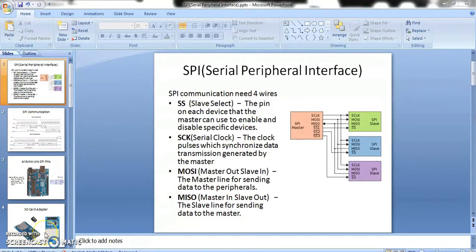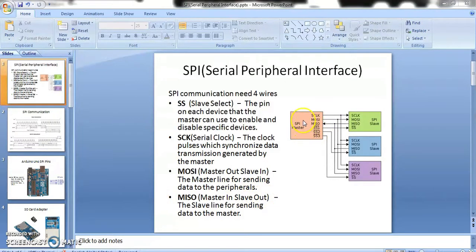To do this work, SPI communication uses 4 wires. These 4 wires are named SS, that means slave select, SCK, that means serial clock, MOSI, that means master out slave in, and MISO, master in slave out.